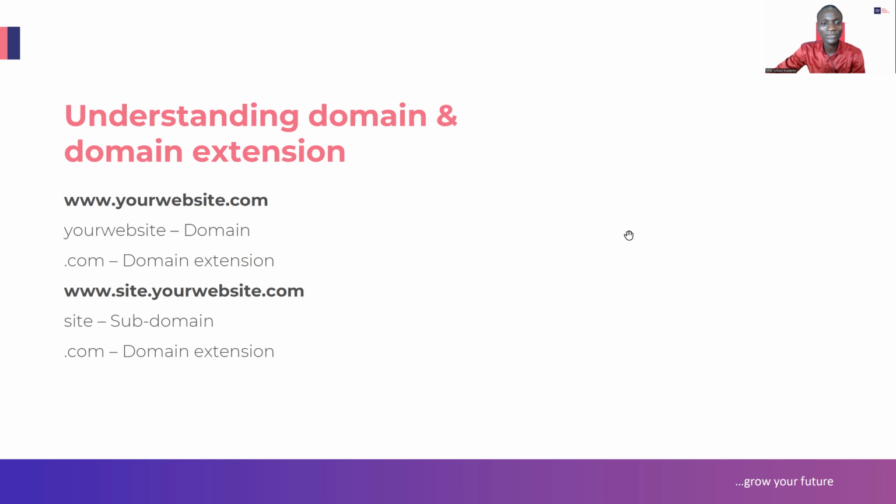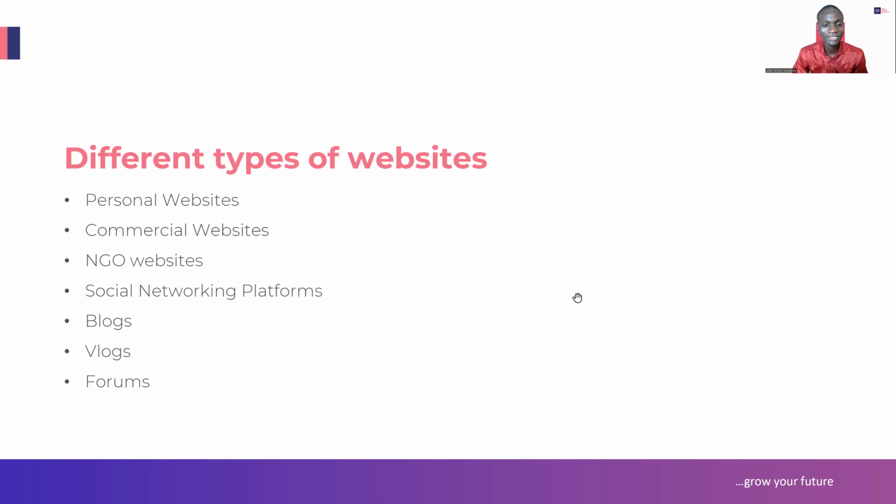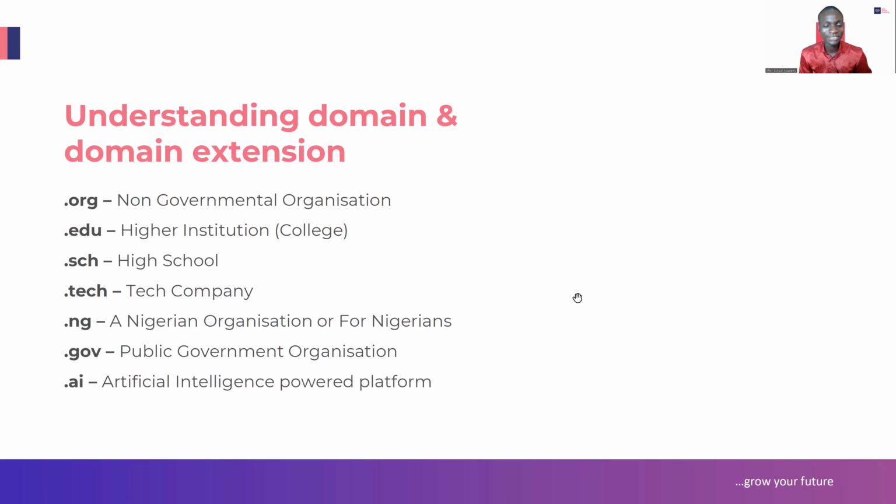So that is about understanding domain and domain extension. All right. So now let's go to the aspect of different types of domain extension that we have and their interpretations. Okay. So when you have a domain extension like .org, what you are saying is that you are a non-governmental organization.